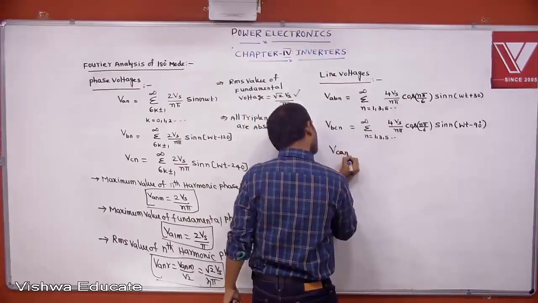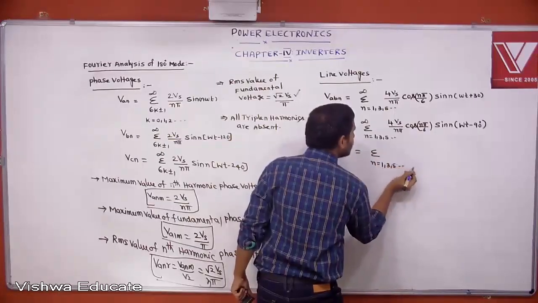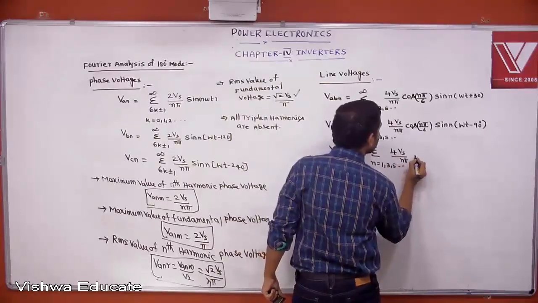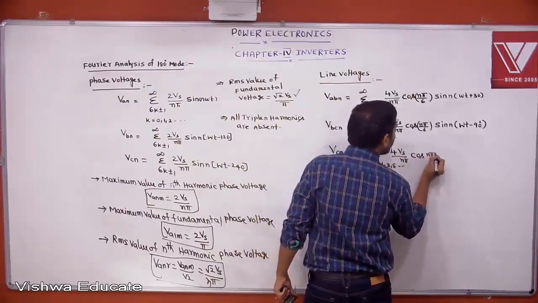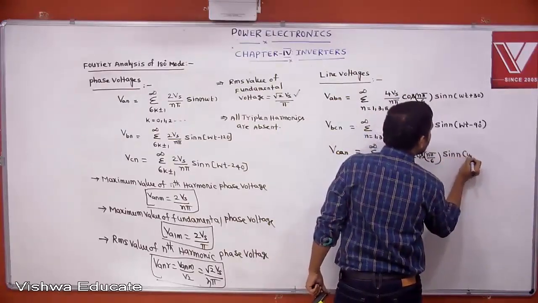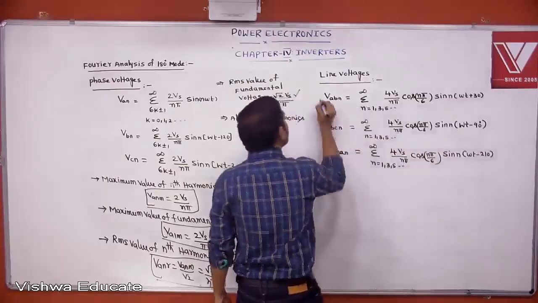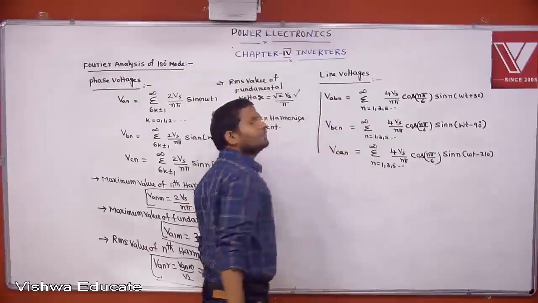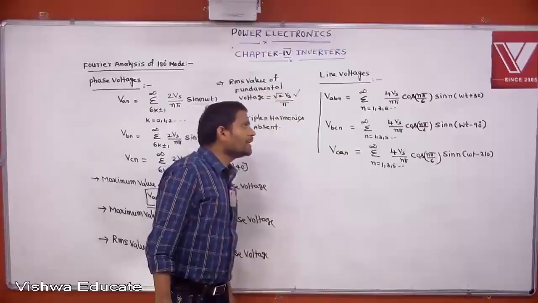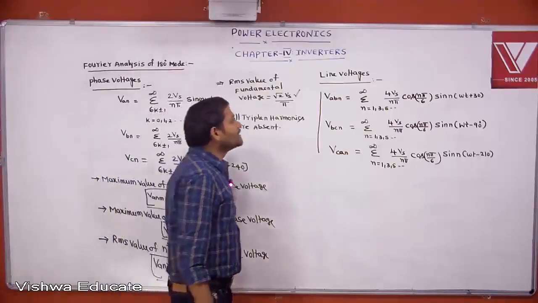VCAN, summation n equal to 1, 3, 5 up to infinity, 4 Vs by n pi cos. This cos of n pi by 6 we are getting because of quasi nature. Sin of n omega t minus 210. This we can get. And these are the instantaneous values of line voltages in 180-degree mode. Understood? Okay. Now from this, we can write any formula.